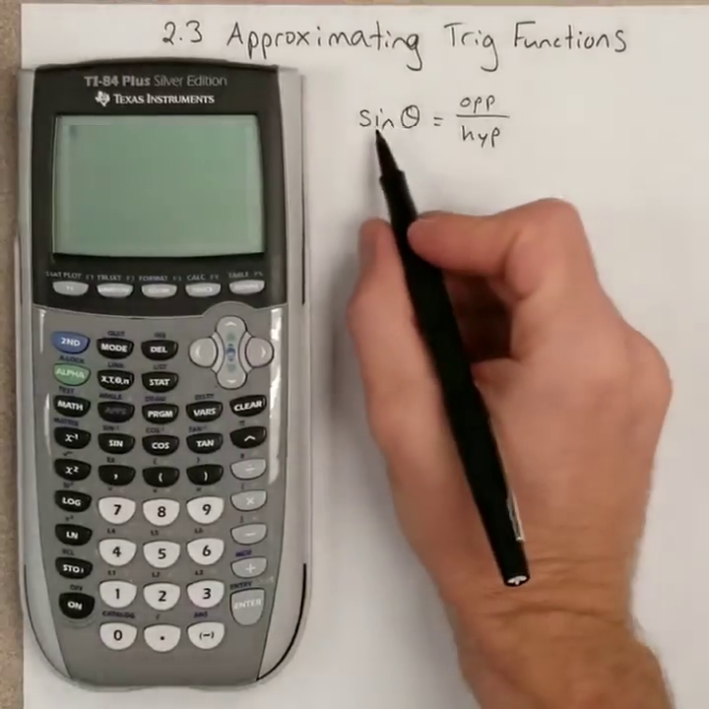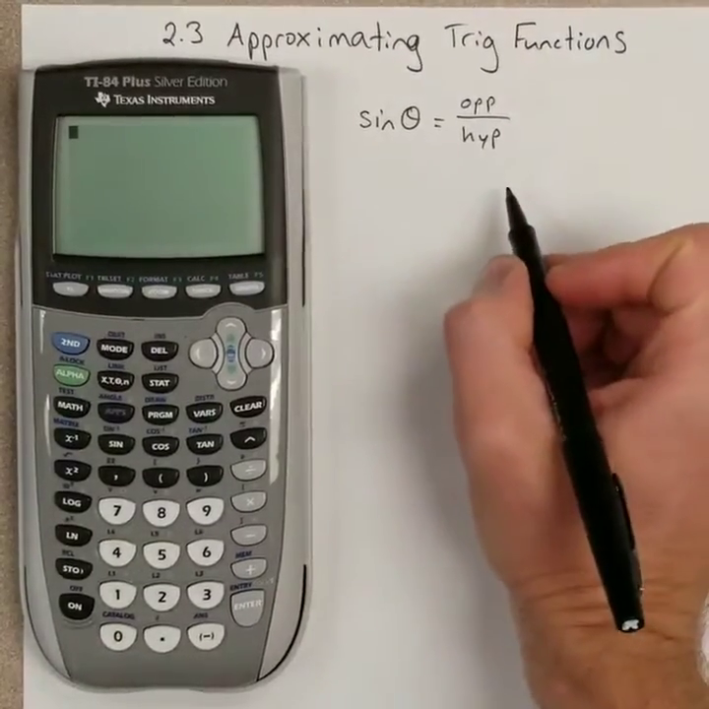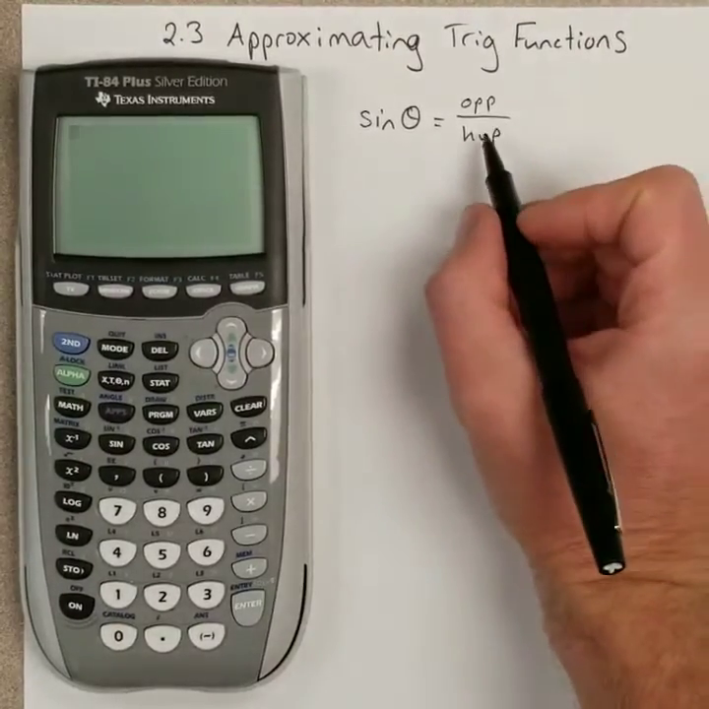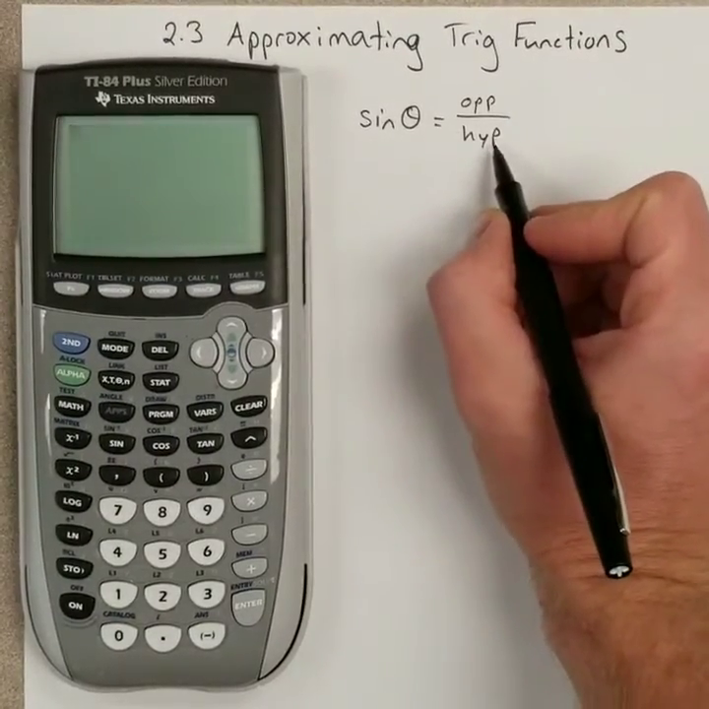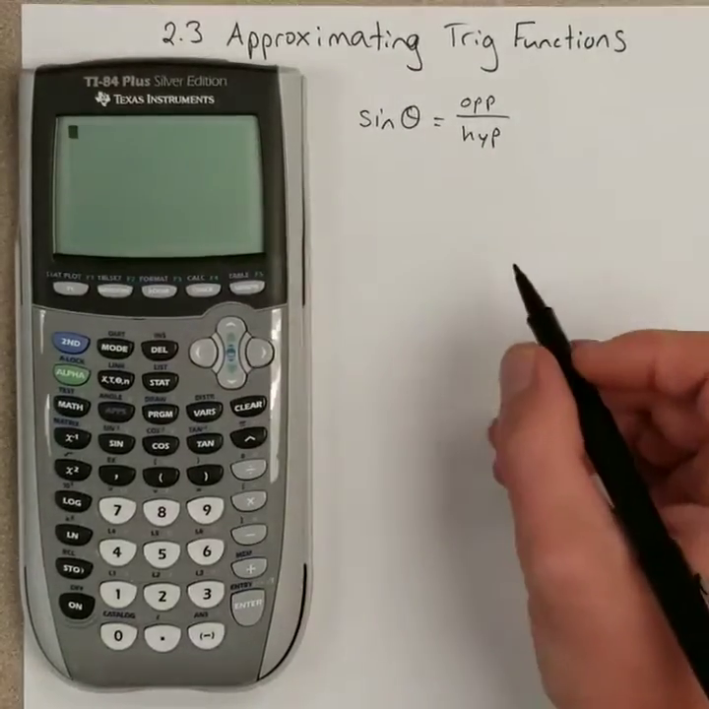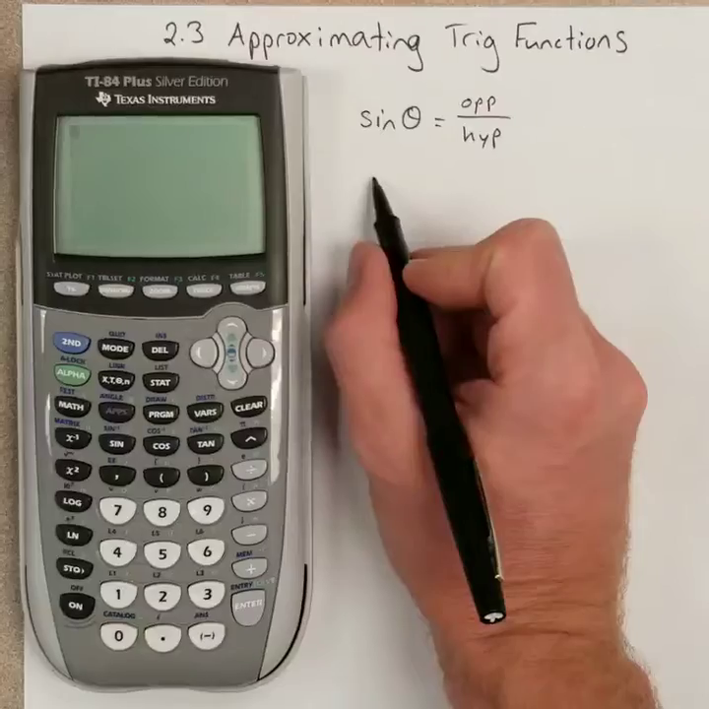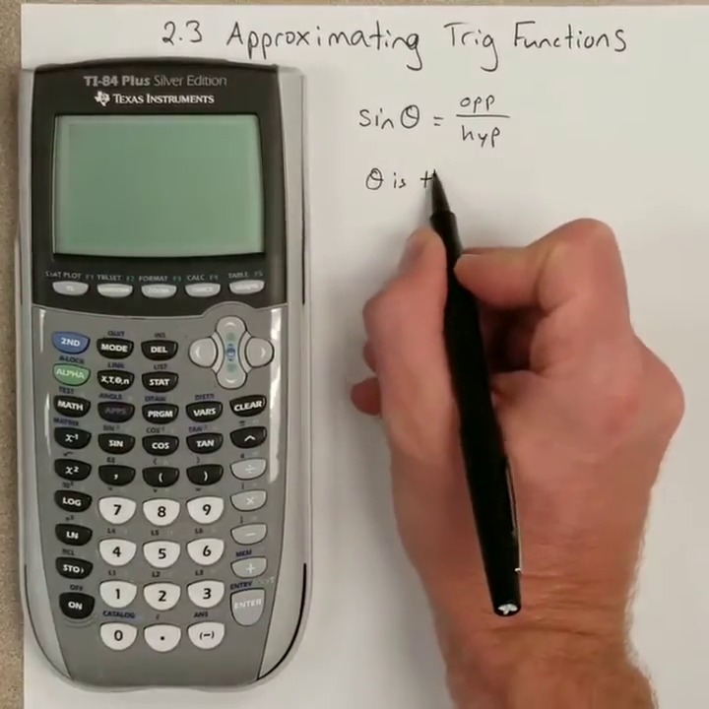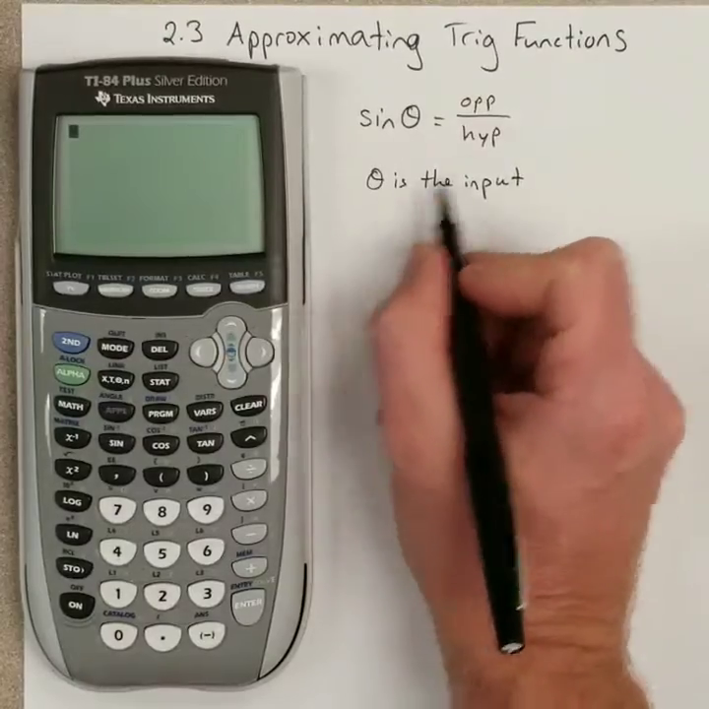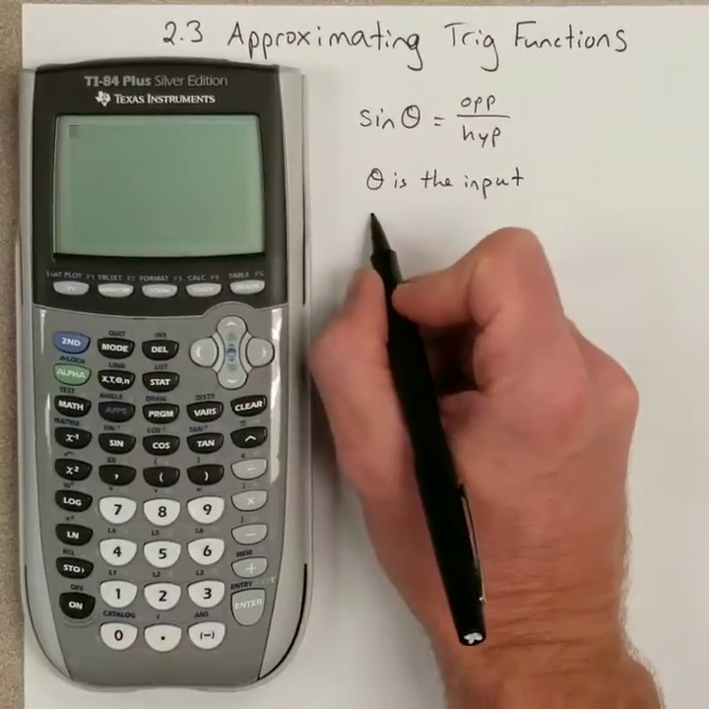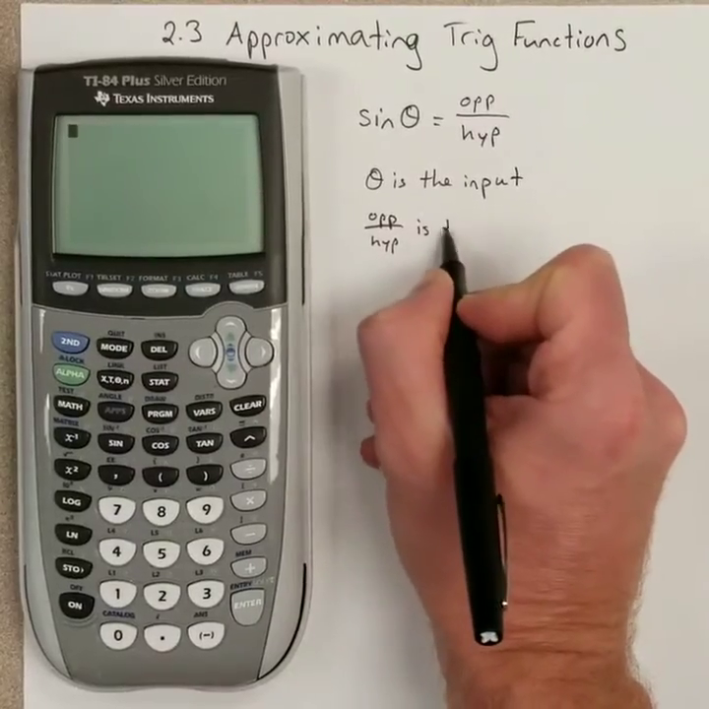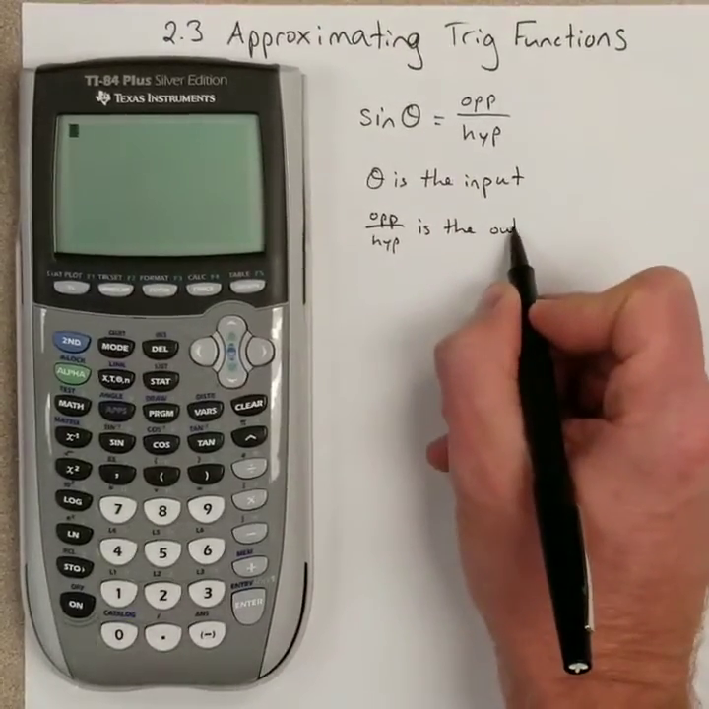Right, so we know that the sine is the opposite over the hypotenuse. And this ratio is the output of a sine function when you input theta. Okay, so there's an input-output. The theta is the input, and the ratio, which is the opposite over the hypotenuse, is the output.